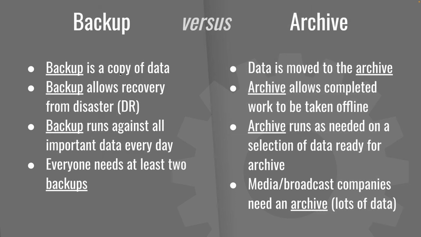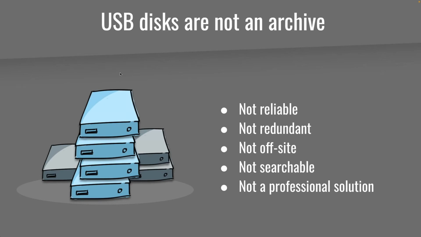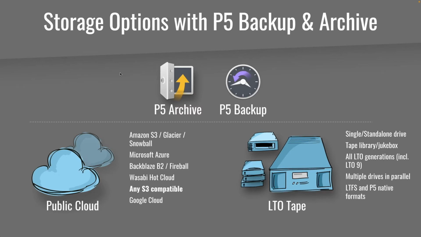And pretty much all media and broadcast companies need an archive of some sort so that their online storage is managed properly and doesn't fill up too quickly. So that's the difference between backup and archive. And a lot of customers think that buying USB drives from Amazon is going to be fine to take the load off their live storage. So we're here to educate and tell people that this is not a reliable or redundant workflow. It's not properly off-site, so you don't have a remote copy of the data. You can't search it. And generally speaking, it's not a professional solution. So you need to organize your archive in a better way. And that's what P5 Archive is here to do.